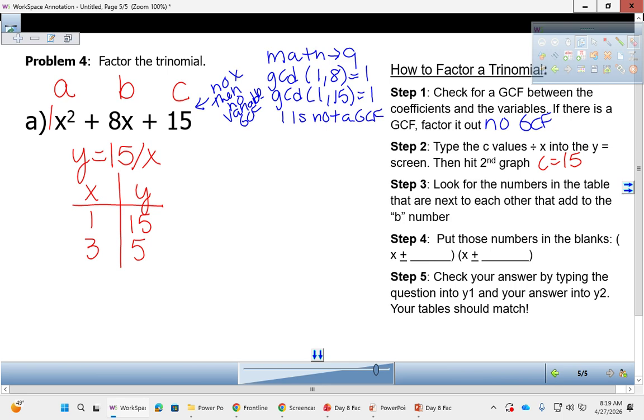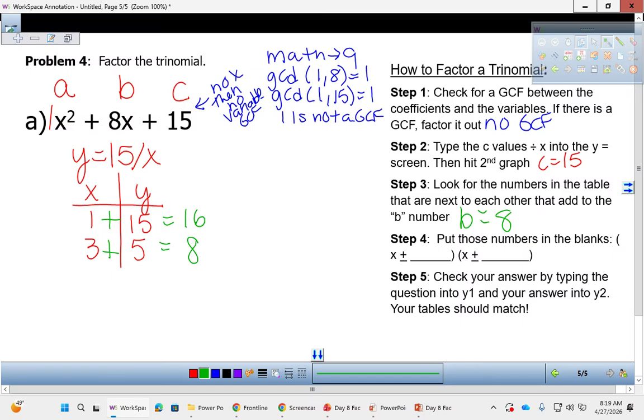So here's my table. Look for the numbers in the table that are next to each other that add to the B value. Remember, the B value is the second number. What's the B value in this? 8. I am looking for these things to add to 8. So look what happens if I add these together. 1 plus 15 is 16, and 3 plus 5 is 8.